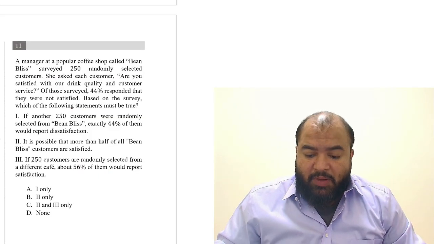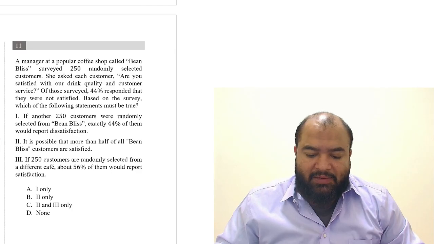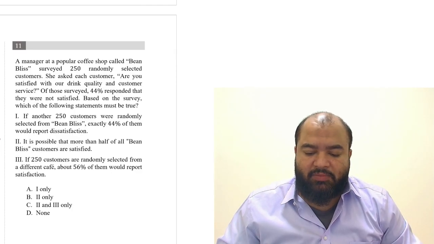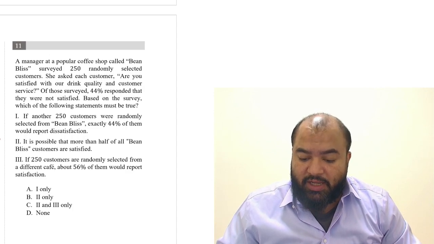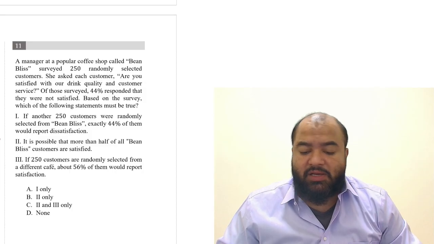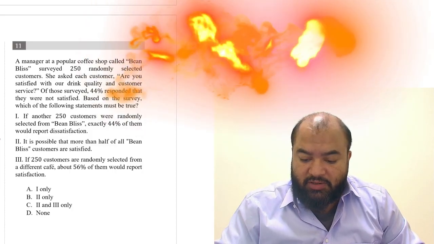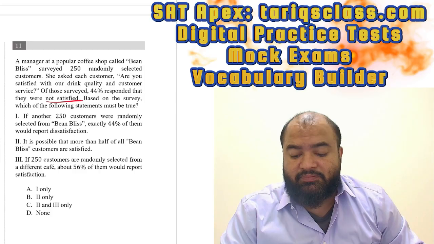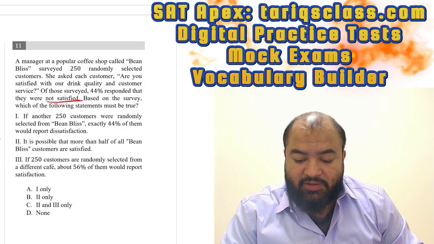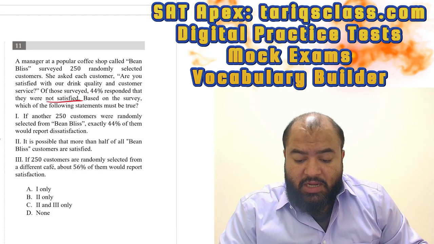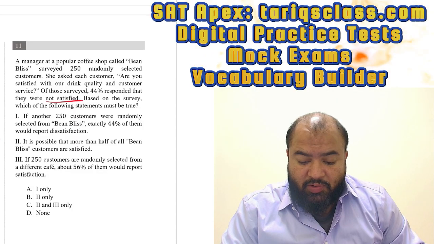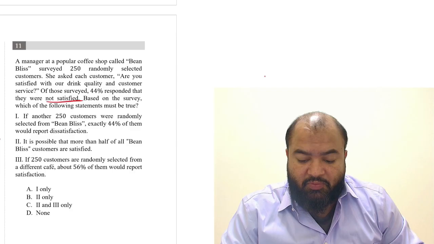Number 11. A manager at a popular coffee shop called Bean Bliss surveyed 250 randomly selected customers. She asked each customer, "Are you satisfied with our drink quality and the customer service?" Of those surveyed, 44% responded that they're not satisfied. They said no. Based on the survey, which of the following statements must be true? If 250 customers were randomly selected from Bean Bliss, exactly 44% of them would report dissatisfaction.